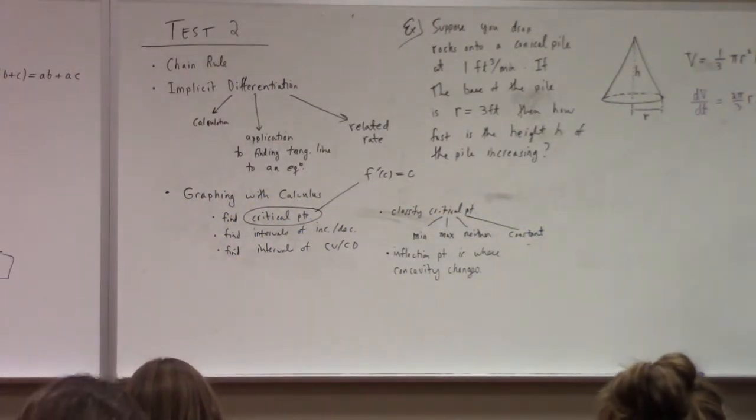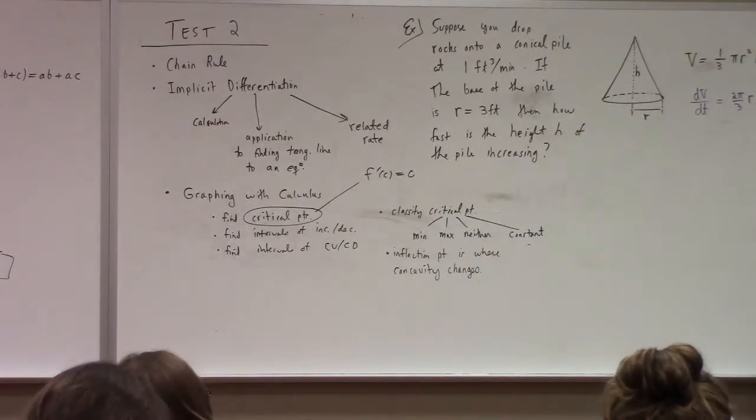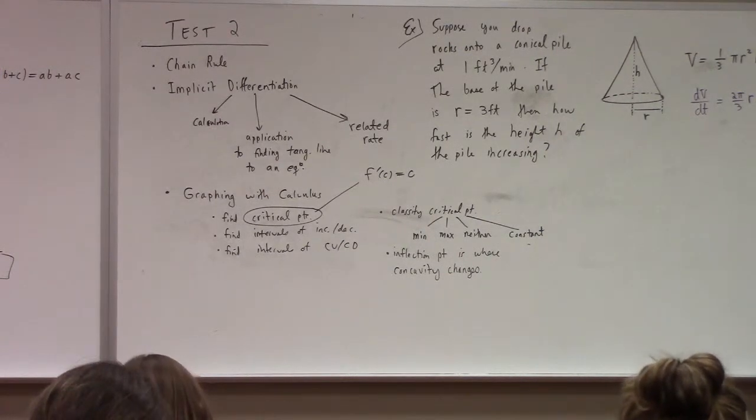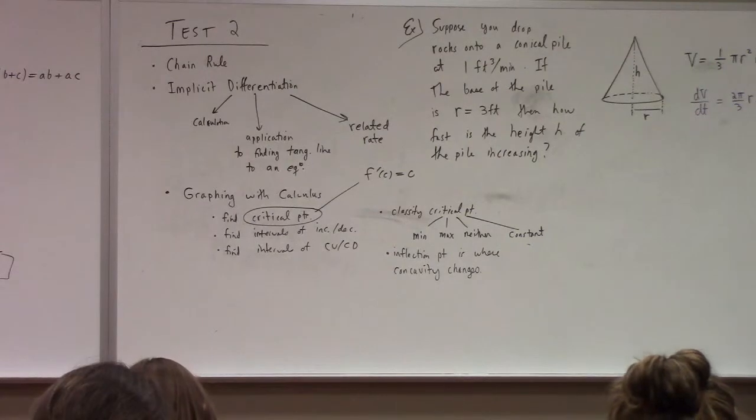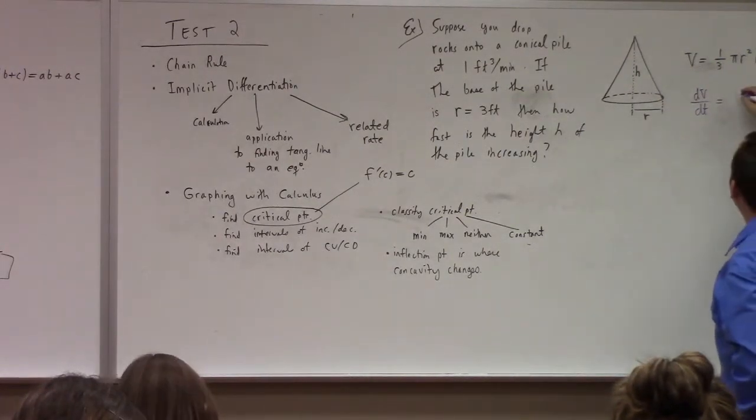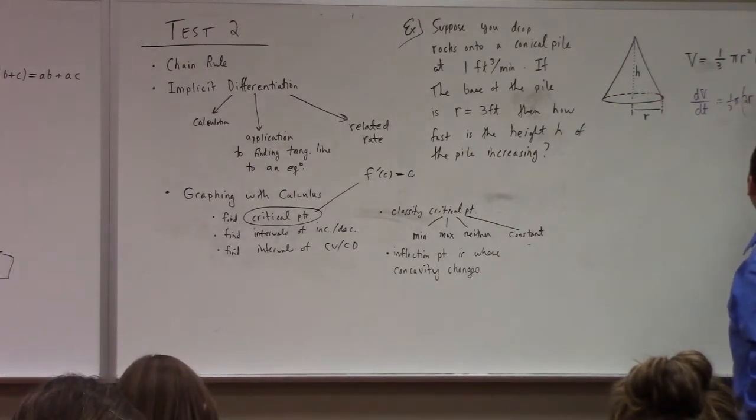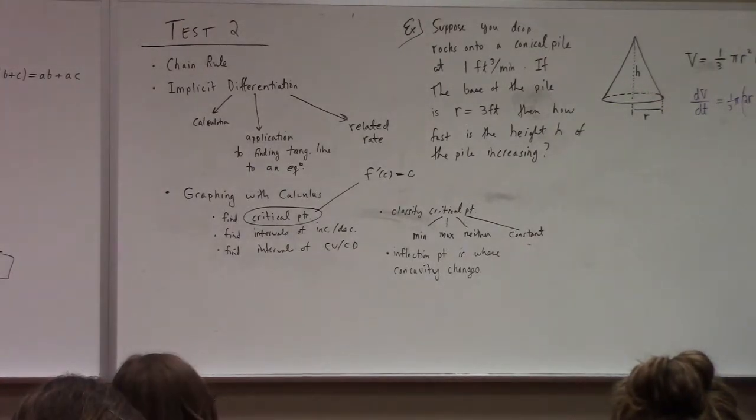Did you just split it up as 1/3 pi r squared and then h? So you did the derivative of r squared. So this is the derivative of the r squared, and then here's the derivative of the h. Okay. And the 1/3 pi is sitting out front.